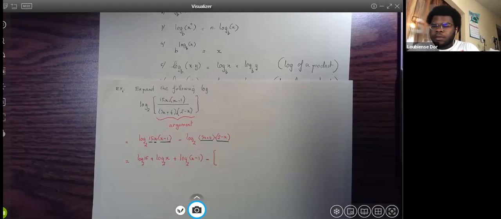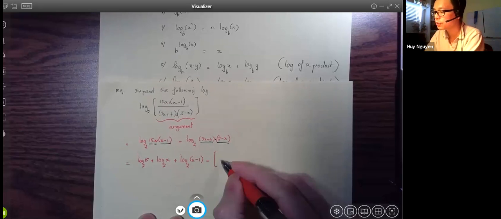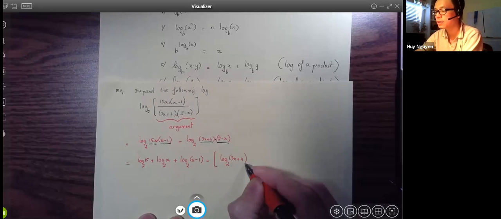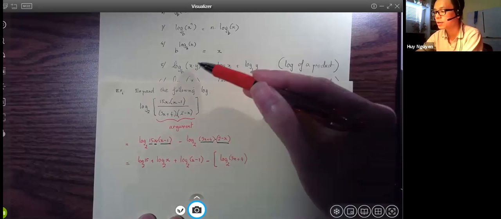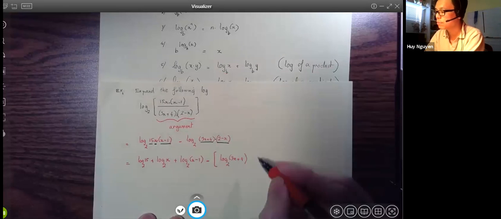Because the multiplication sign tells you exactly how many factors you have. So you have 2 factors. It means that you can split into 2 logs. So they become log base 2 of the first factor, plus, right? Because product gives you addition, according to the formula, plus log base 2 of 2 minus x.